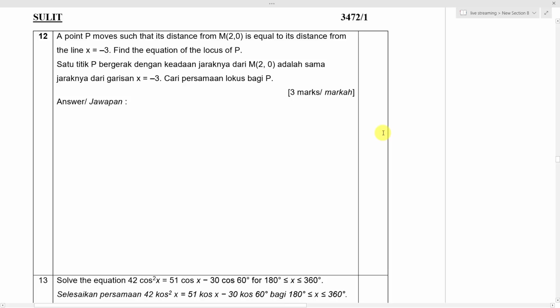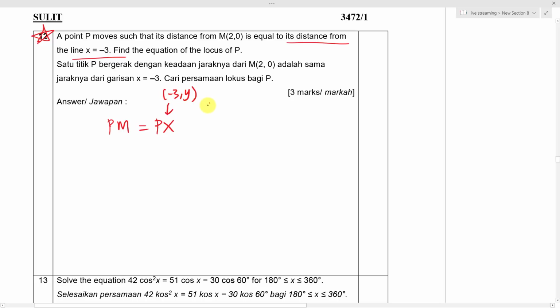again, a point P moves so that it is equidistant from M and the line. I don't know how to visualize this one, and I even tried to use the graph calculator to check it out. Seriously, I couldn't get the logic for it, but if I don't think about the logic and just do what the question gave, this is what I will do. Point P moves so that it is equidistant from M, so I say the distance PM will equal the distance from the line x equals negative 3.